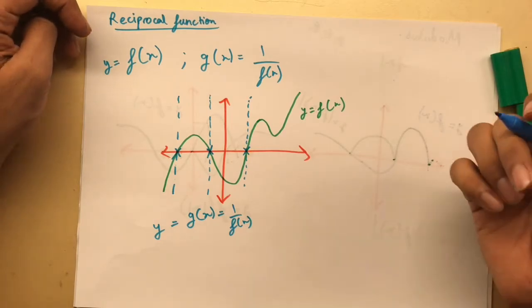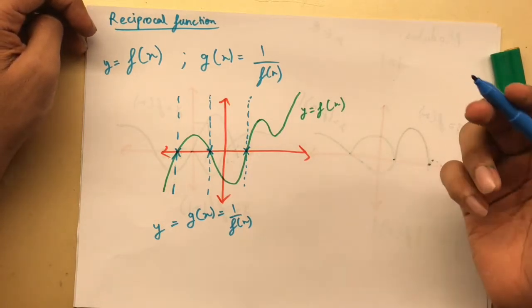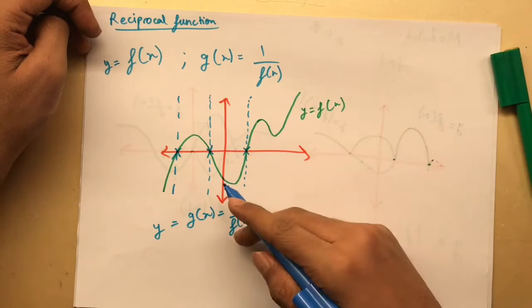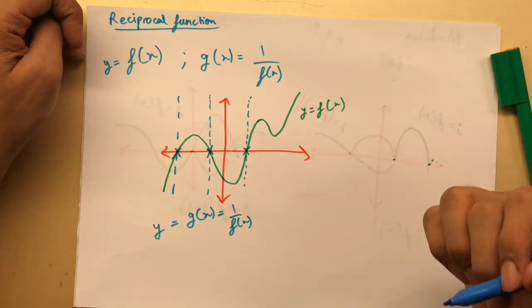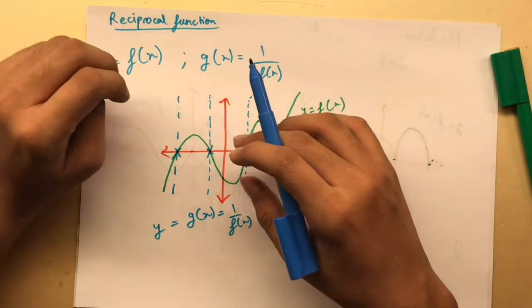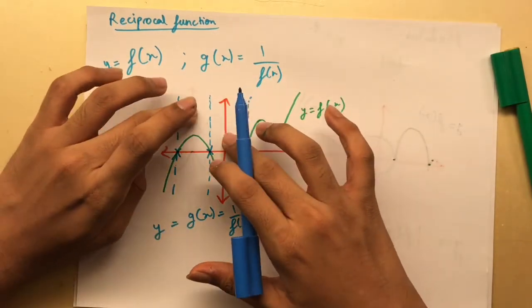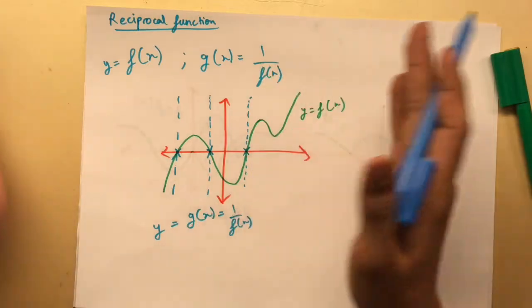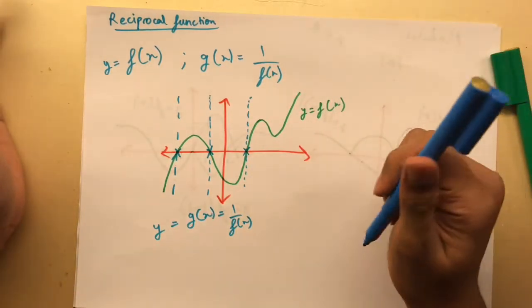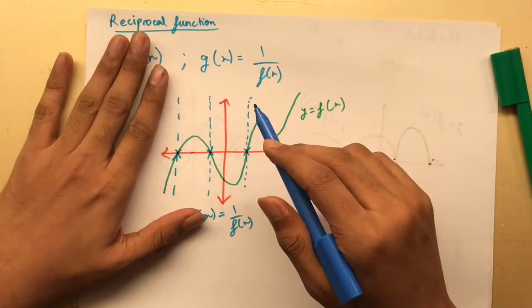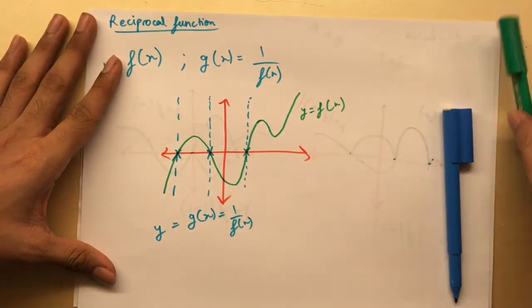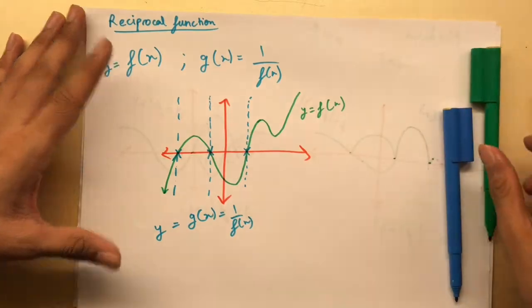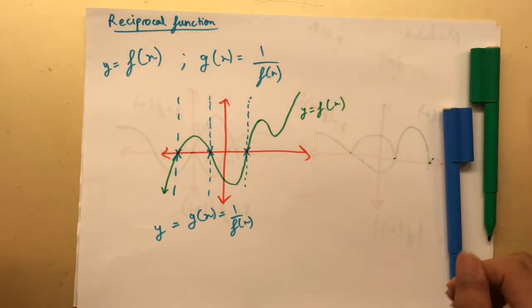Now, taking the reciprocal of a function will not change the sign. So whatever's negative will remain negative, and whatever's positive will remain positive. So let's look at the things at the ends of the asymptotes first. On the left side, as we go to negative infinity, f of x will just keep increasing.